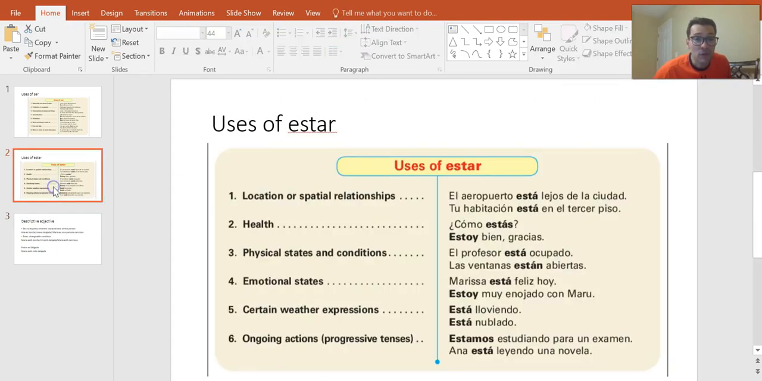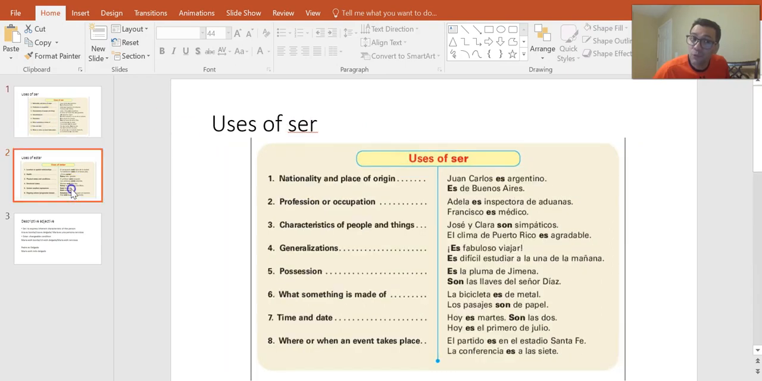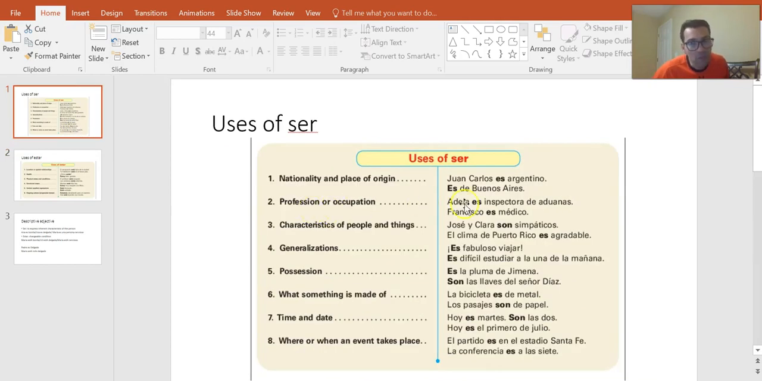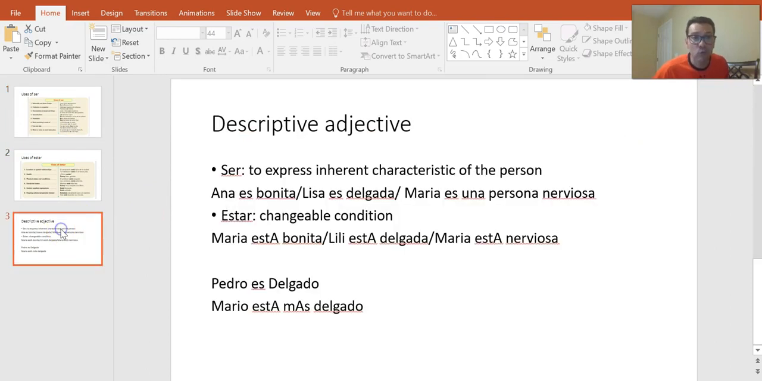If I'm talking about a location, don't think, oh, it's a changeable condition. No, you don't have to go through that rationale. This is a set of fixed rules where you use ser and estar, right? If it's a location, this would be your right answer. But if I'm talking about profession, occupation, then ser will be your right answer. However, with descriptive adjectives, the connotation of the speaker is what matters, your perception.